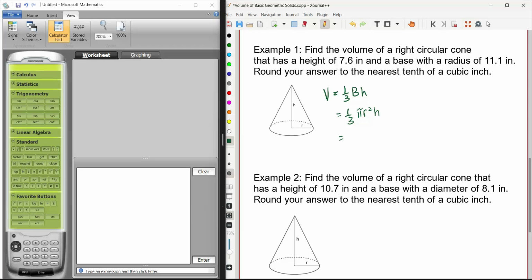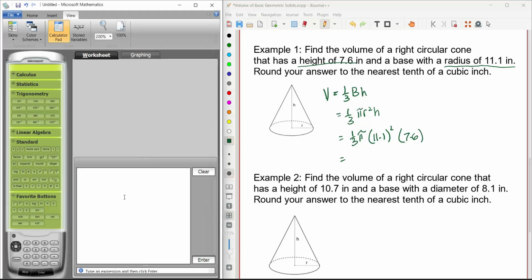So we need these two numbers, the r and the h. R is the radius, and it's given here, that's 11.1. So I will substitute that 11.1 here. So that's 11.1 squared. And the height as well is given. As you can see, height, it says here, is 7.6 inches. So I will put 7.6. So that's how you set it up.